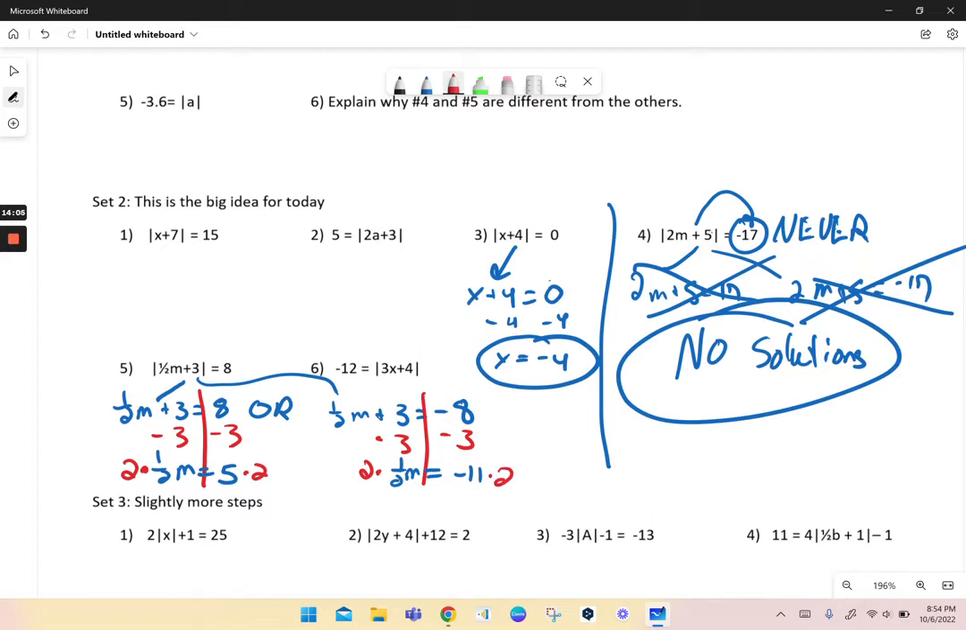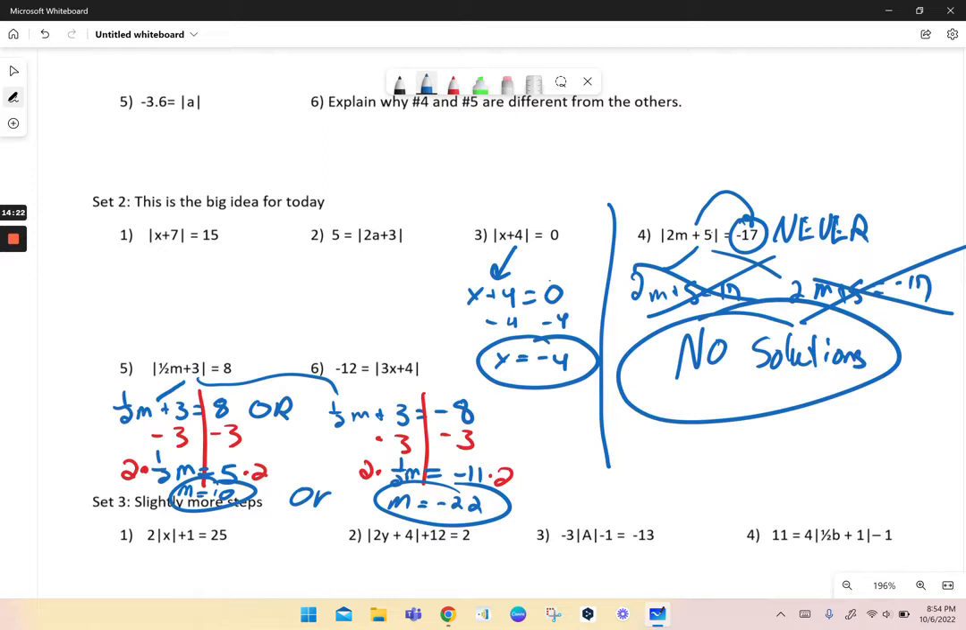And so we get m equals 10, which makes sense, right? Half of m, half of 10, is 5. Over here, we'll get m equals negative 22. Half of negative 22 is negative 11. And those are our two answers. M is 10, or m is negative 11.